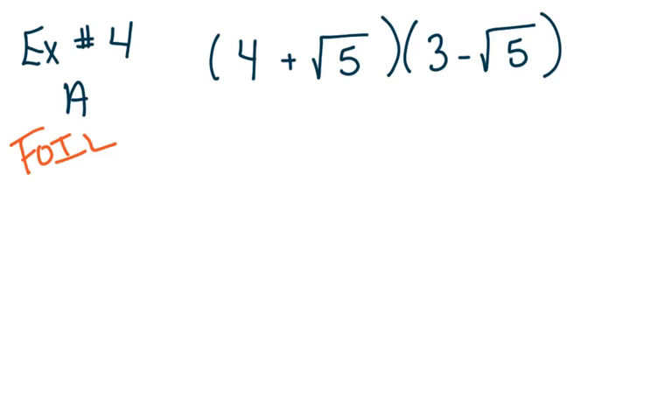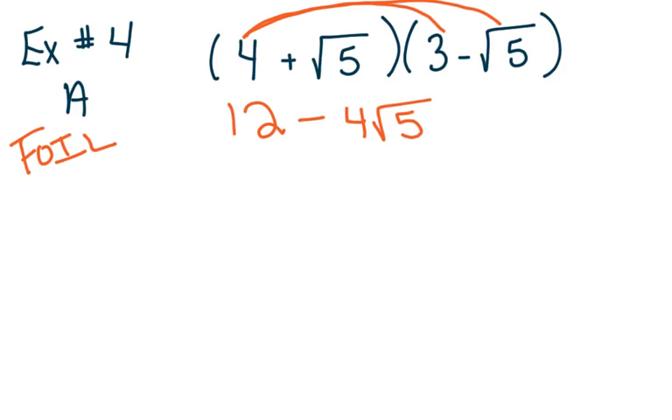All right, so our first terms are 4 times 3. That gives me 12. My outside term is 4 times negative square root of 5. So I'm going to take care of the negative symbol because a positive times a negative is negative. Now this 4 is on the outside. This square root of 5 is underneath. So you write it as 4 on the outside, square root of 5 underneath.